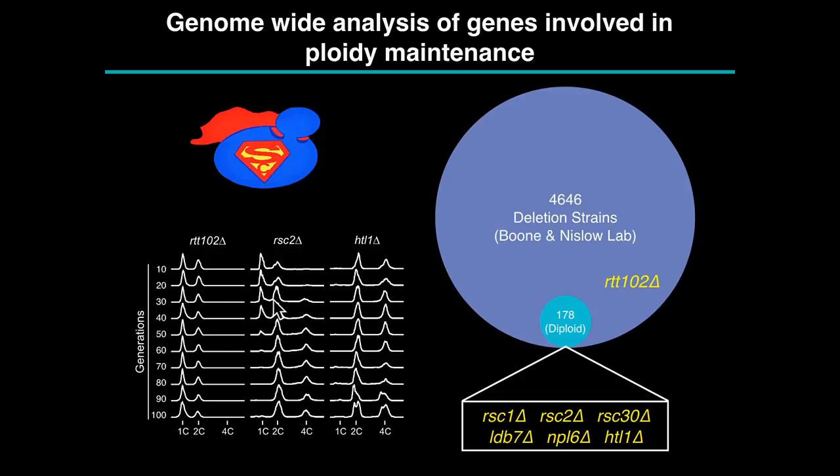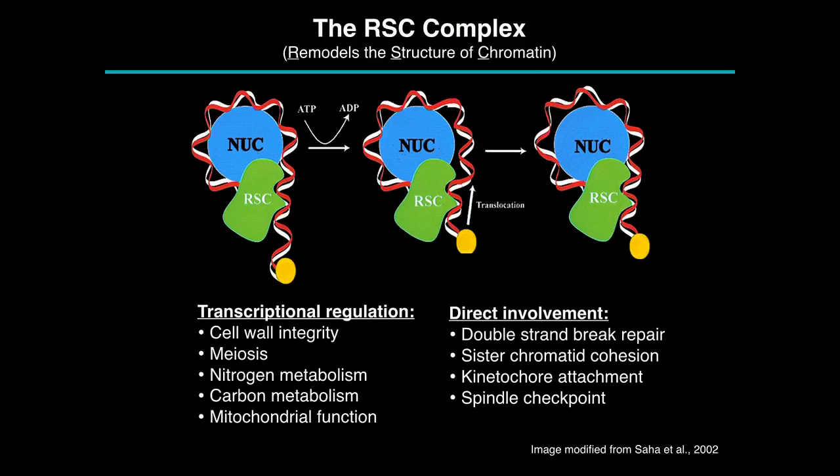Now, in an RSC2 deletion, you can see that after germination, the population is haploid, but there's an emergence of a 4C peak after 30 generations of growth, and the entire population is diploidized by about 60 generations. Finally, HTL1 deletion causes very rapid diploidization, so you can see after germination, the entire population seems to be diploid. This led us to our hypothesis that the RSC complex is important for ploidy maintenance, but the contribution of each individual subunit seems to be unequal.